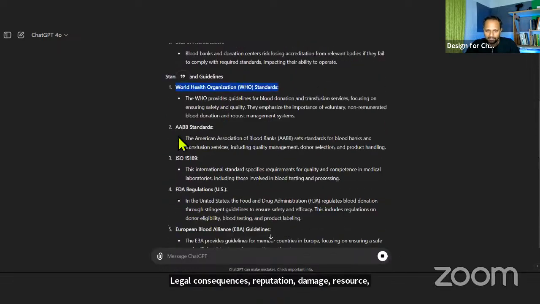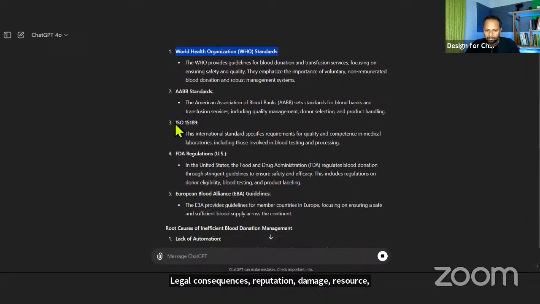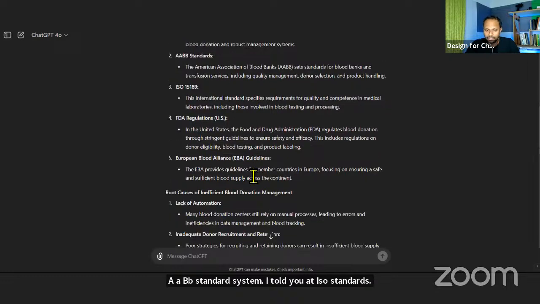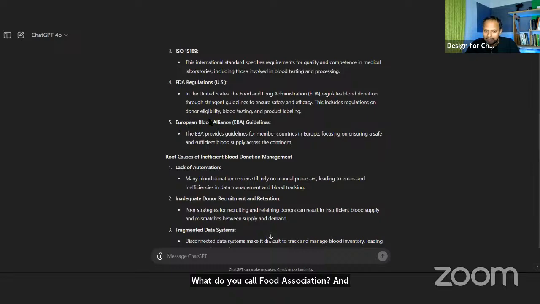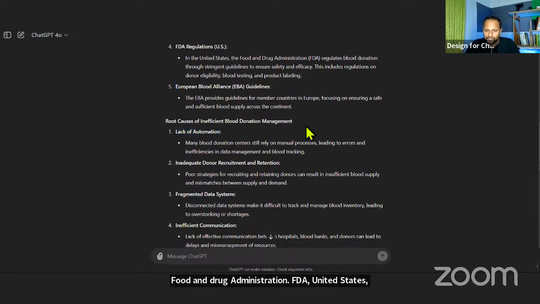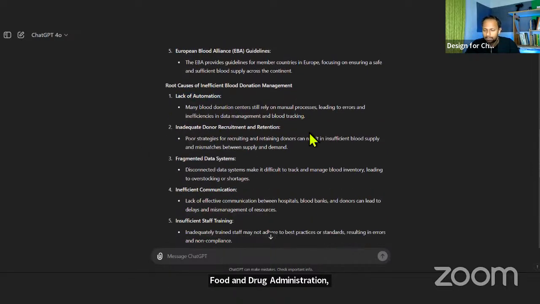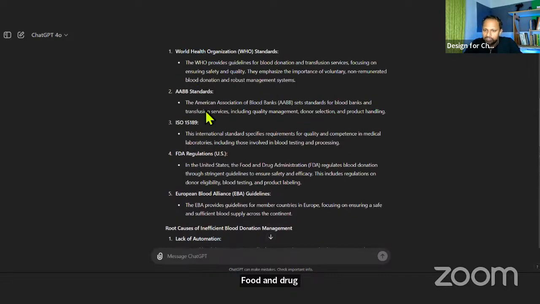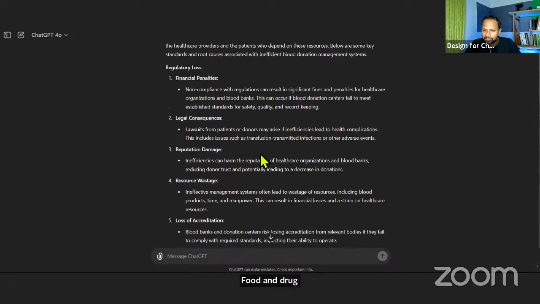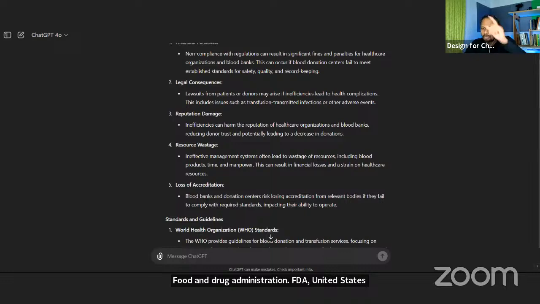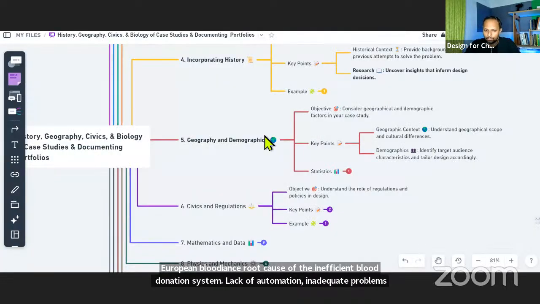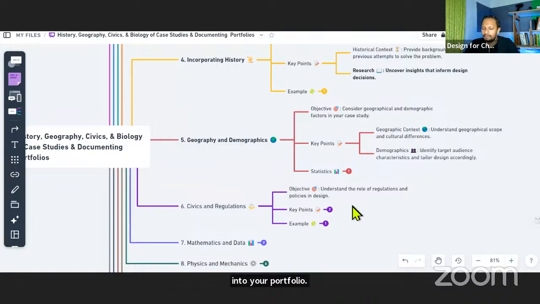WHO has made guidelines. AABB standards have come, I told you, right? ISO standards. FDA, the Food and Drug Administration of the United States. European Blood Alliance guidelines. Root causes of the inefficient blood donation system: lack of automation, inadequate processes have come. But these are all the regulatory standards, these are all the norms, these are all the policies, right? These need to come into your project. This needs to come into your portfolio, because if you're not able to understand this, then your project will have a big problem, because you will be missing out a lot of things, guys.